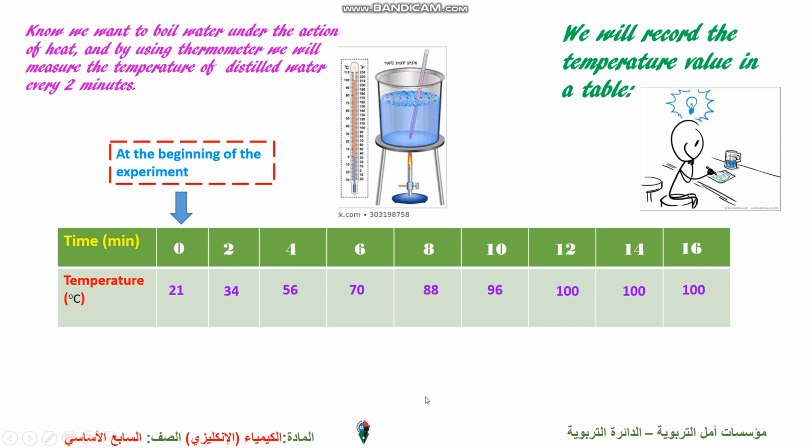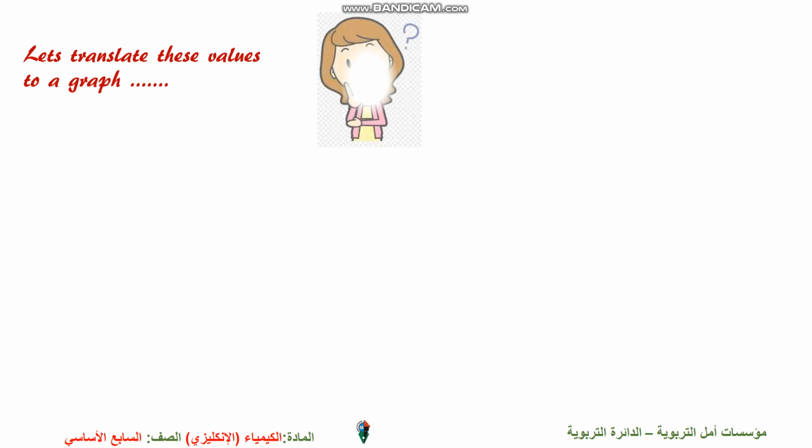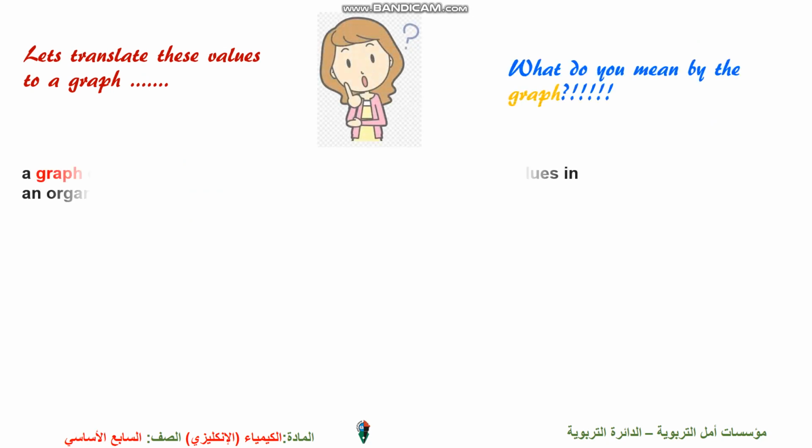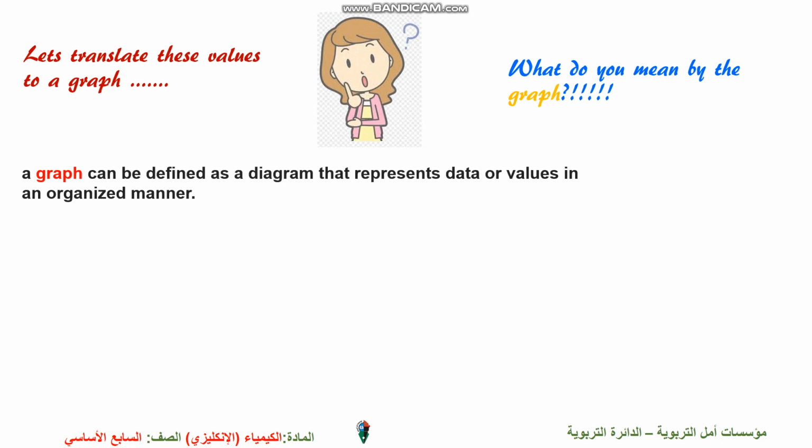Now, teacher, we want to change the values of this table into a graph. What do we mean by graph? Let's observe what is the graph. A graph is a diagram that represents data or values in an organized manner. In this way, this is the graph.